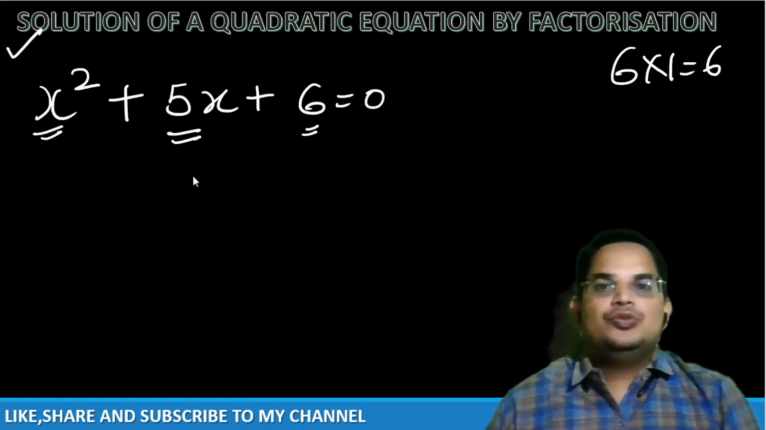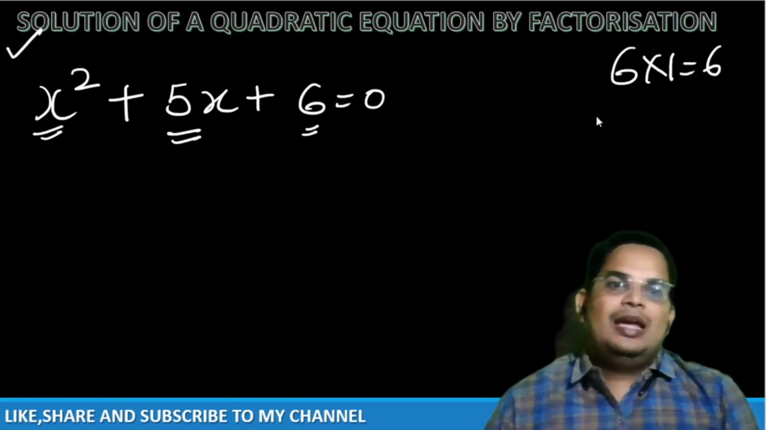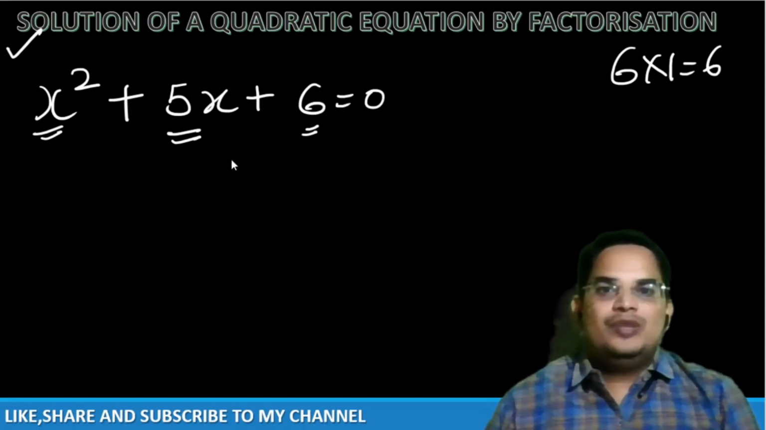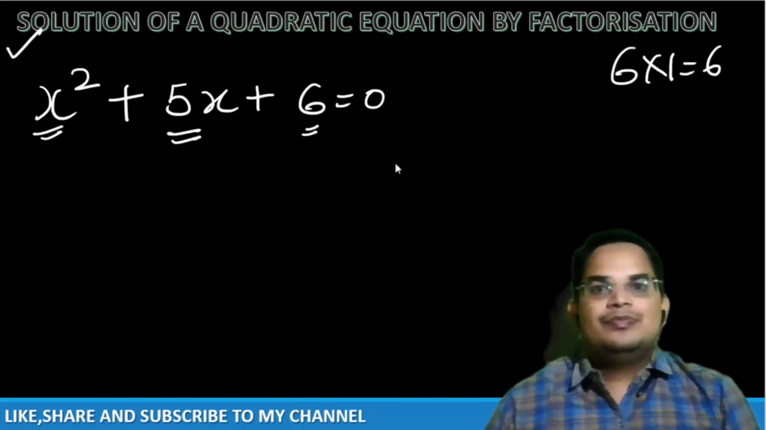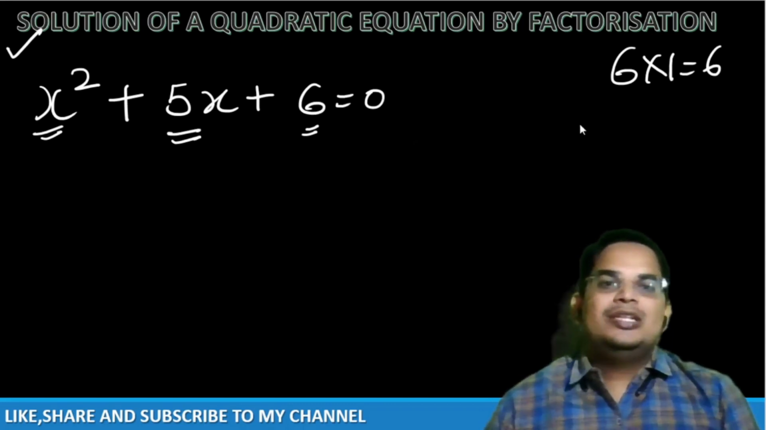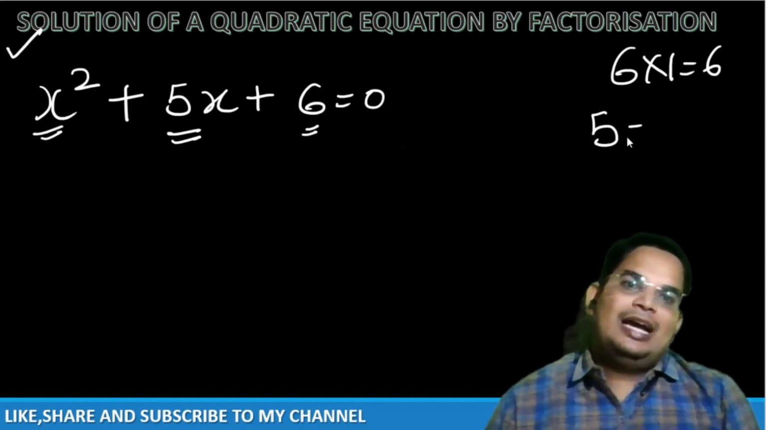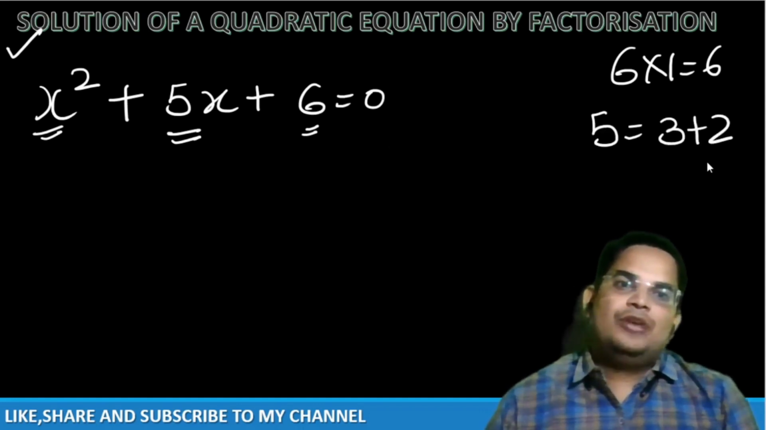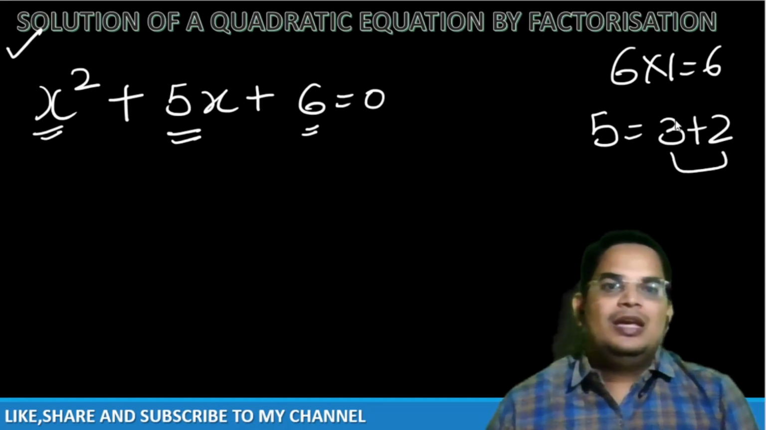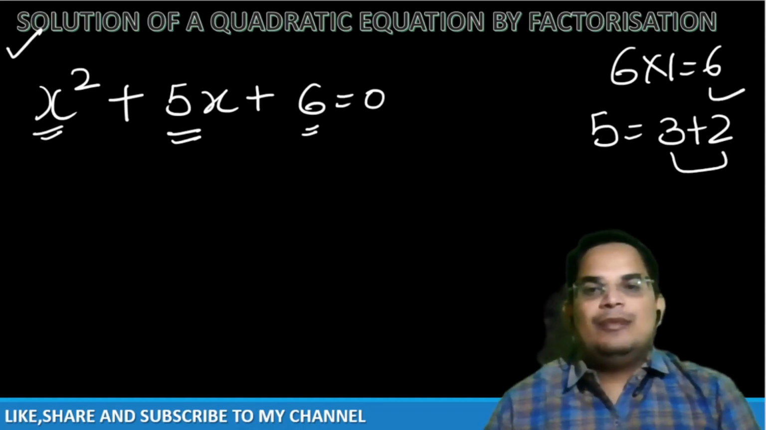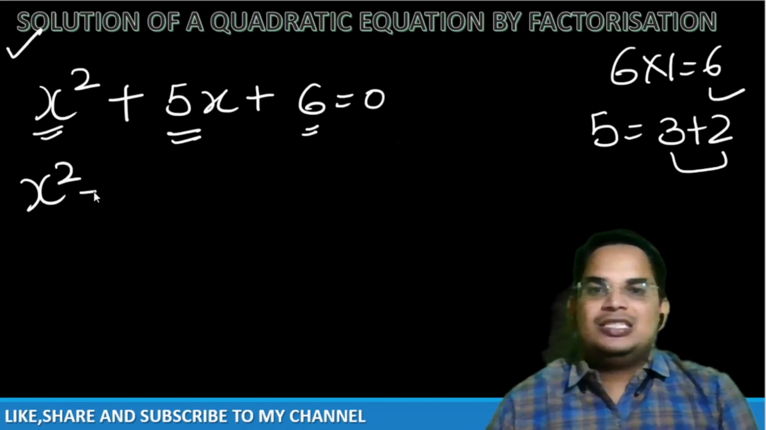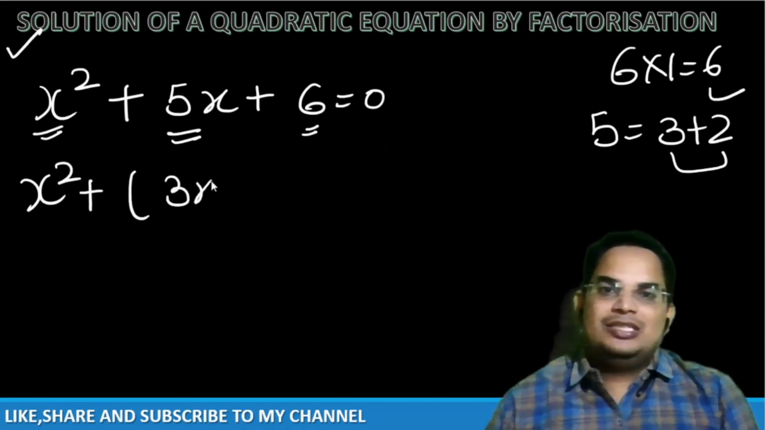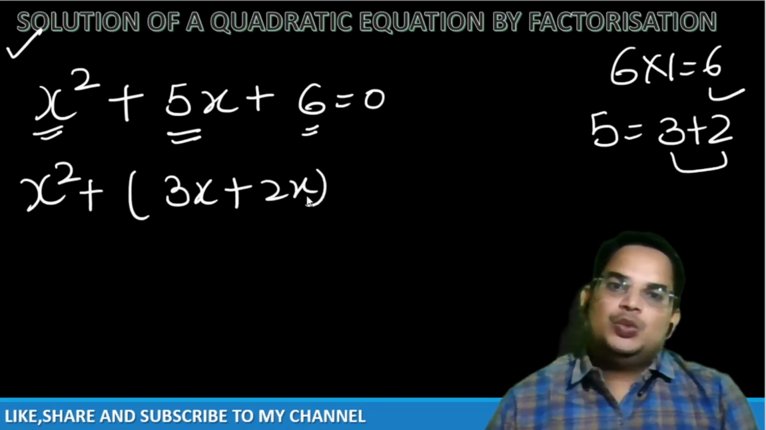Now you have to split this 5 in such a way that after multiplying two numbers, you will get 6. So how can I write? I can write 5 as 3 plus 2. Now 3 plus 2 becomes 5 and 3 into 2 becomes 6. So I'm going to put the value over here: x square plus 3x plus 2x plus 6 is equal to 0.